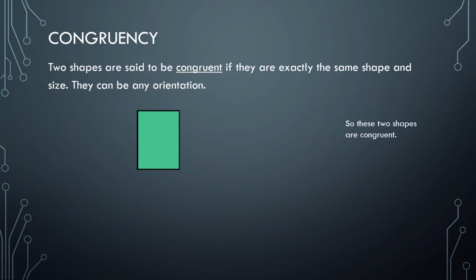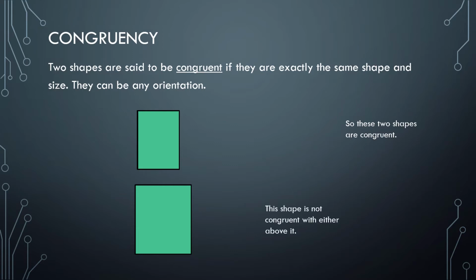If we take this rectangle, for example, and we try to rotate it round to see if we can get it to match up, well, we don't need to lay it over the ones above. We can see already that the rectangle below is quite a bit wider than the ones above. So whilst they are the same shape, they're both rectangles, they are not the same size. So they are not congruent in this instance. The shape at the bottom is not congruent with either of the ones above it.